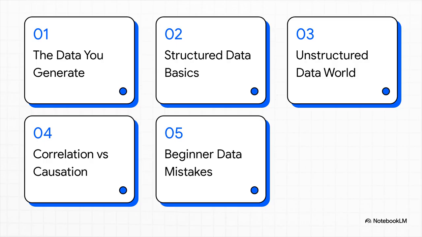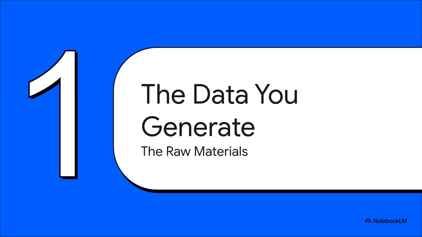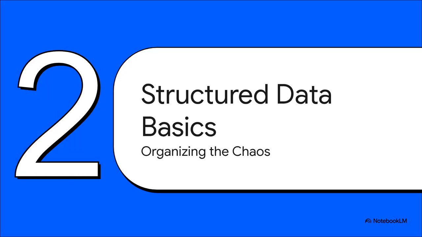Okay, here's our roadmap for this explainer. First, the data you generate. Second, structured data basics. Third, the unstructured data world. Fourth, correlation versus causation. And finally, some common beginner data mistakes. Let's kick things off with Section 1, the data you generate, the raw materials. Moving right along to Section 2, structured data basics, organizing the chaos.